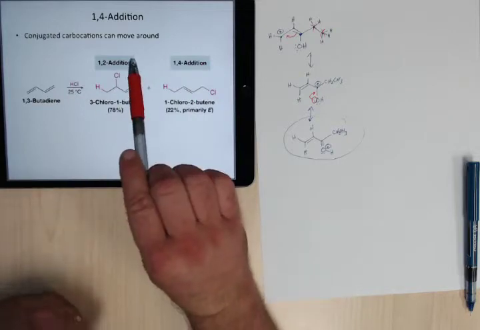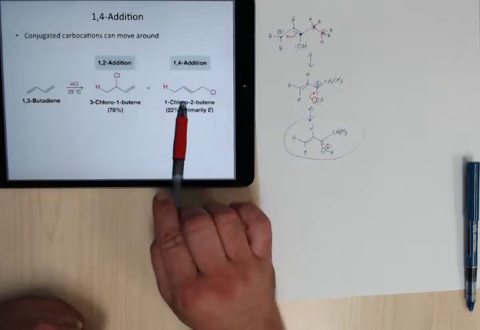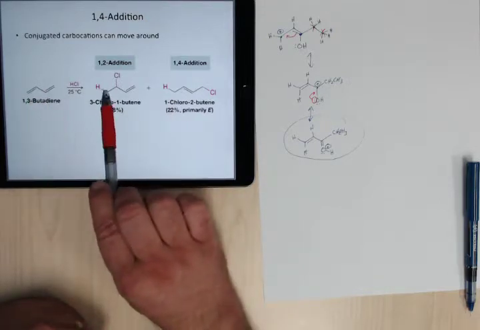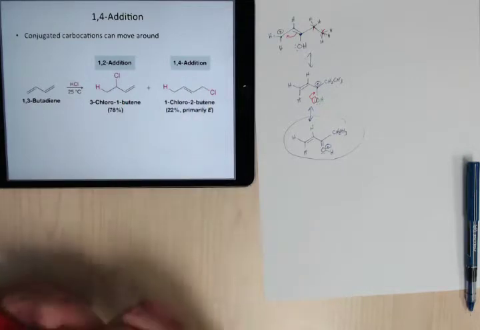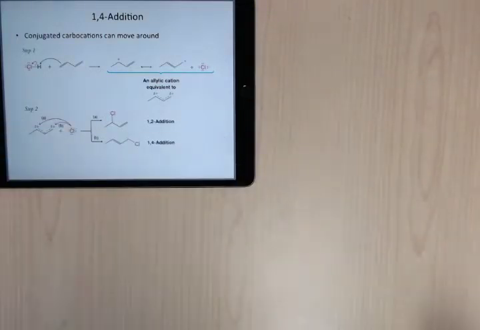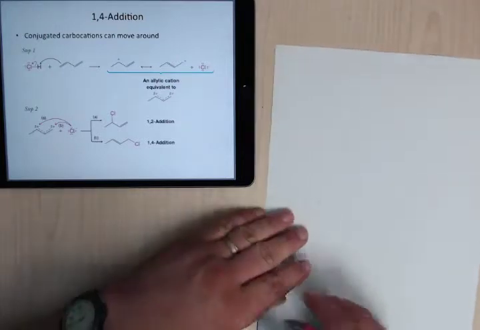But it turns out that when you do this reaction, you actually get a little bit of this, the 1,4. So 1, 2, 3, 4. You're going to get not only 1,2, but also 1,4. So why does this happen? And the answer to all of these questions is exactly the same. So what the heck happens?